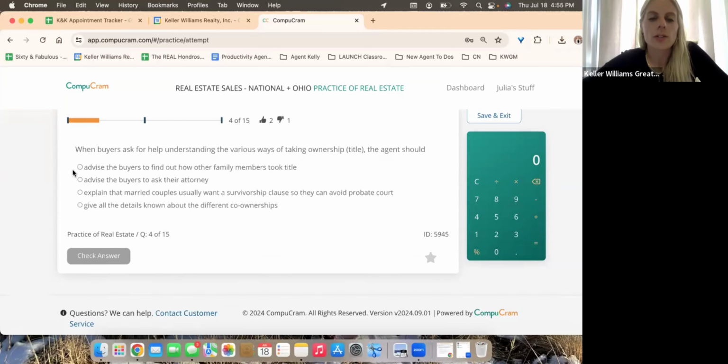When buyers ask for help understanding the various ways of taking ownership slash title, the agent should A, advise the buyers to find out how other family members took title. B, advise the buyers to ask their attorney. C, explain that married couples usually want a survivorship clause so that they can avoid probate court. Or D, give all the details known about the different co-ownerships.